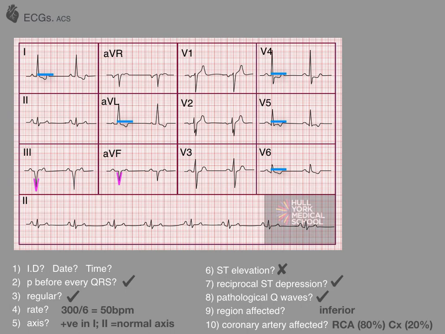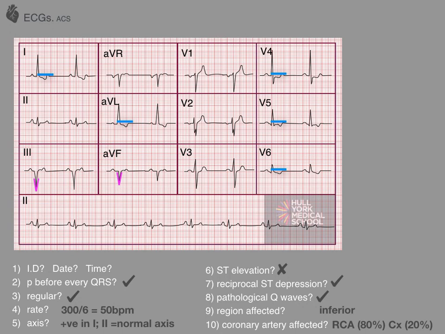We then look for ST elevation. There isn't, to me, any hugely convincing ST elevation on this ECG, although you could consider that maybe there's a slight ST elevation in leads 3 and AVF. We're certainly seeing, however, some ST depression in leads V4, V5, V6, lead 1 and lead AVL.